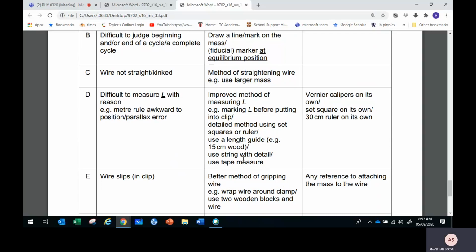A string, with detail, use a tape measure. Use the tape to measure. Yeah. So a ruler with the set square is allowed. A set square alone is not allowed. Okay. Maybe the set square is not enough to reach the spring, right? Ruler with the set square. Okay.